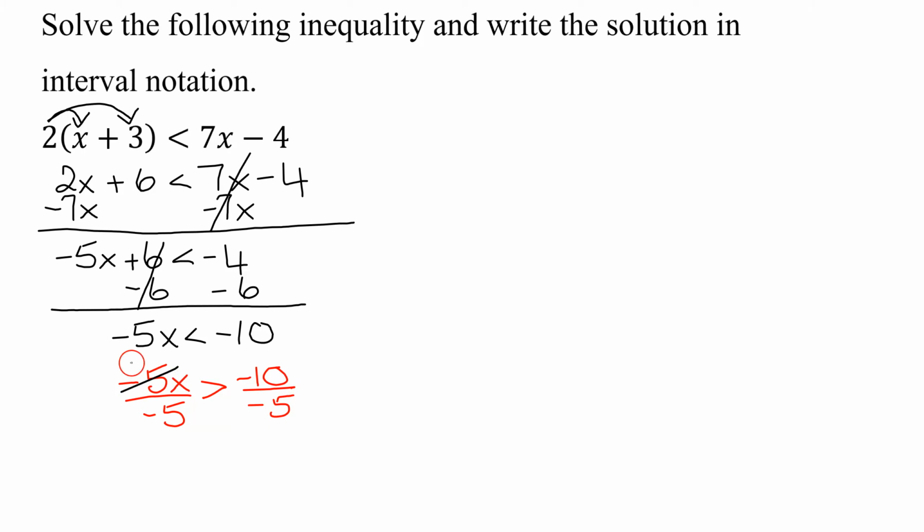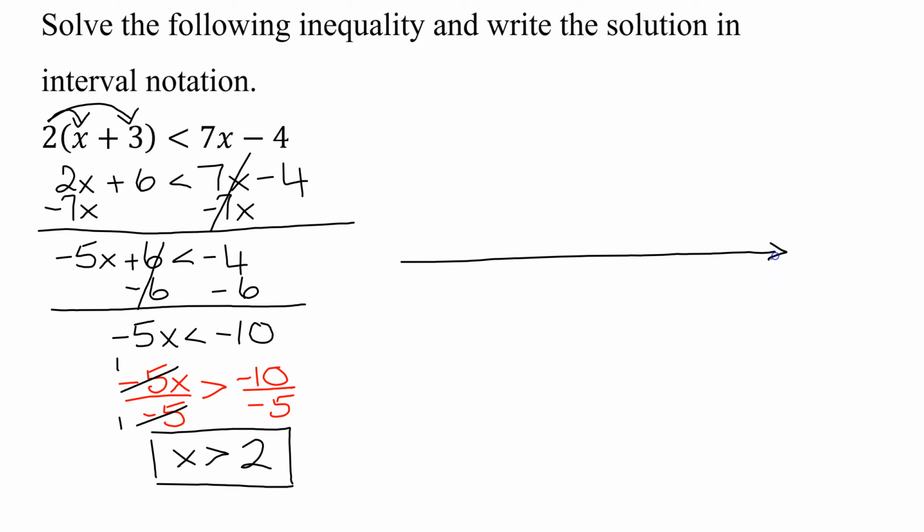So what do I get? My negative 5's reduce. I just get left with x is greater than a negative divided by a negative is a positive. 10 divided by 5 is 2. So the solution to my inequality is x is greater than 2. And now I need to write it in interval notation, and it's easier if you graph it first.